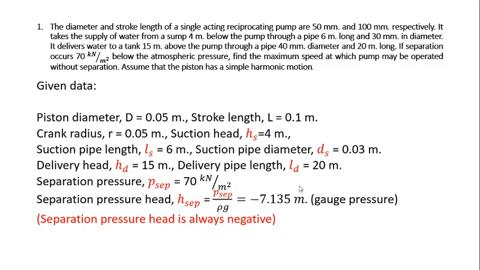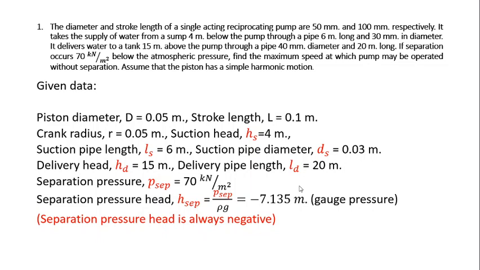So to convert this, how do we calculate pressure heads? Divide by rho into g. So if you want to convert a pressure into pressure head, divide that pressure with rho g. So H separation is equal to P separation by rho g, which is equal to 7.135 meters. It is in gauge pressure, that is also noted. Minus sign is there because the separation pressure head is always negative, because it is always below the atmospheric pressure.